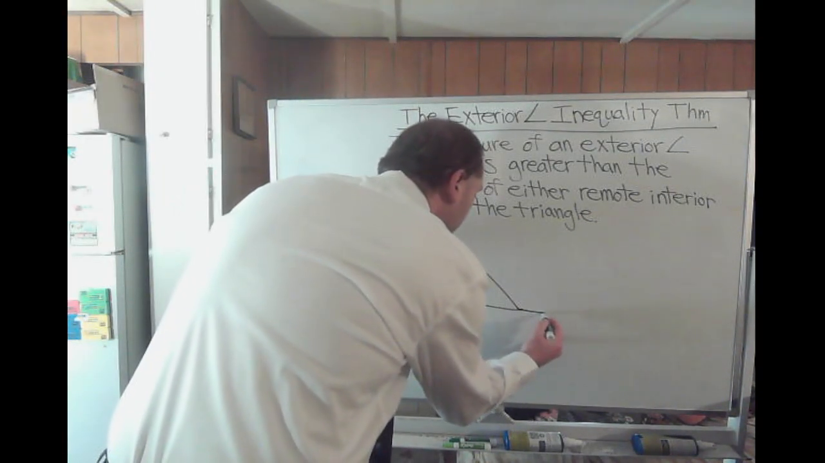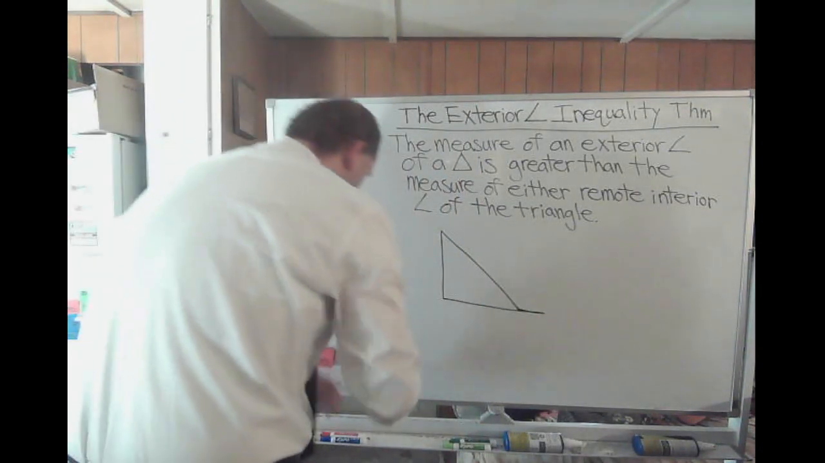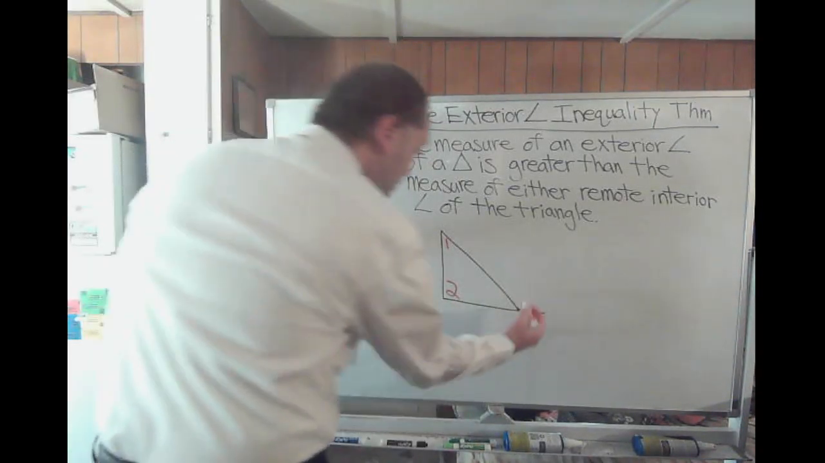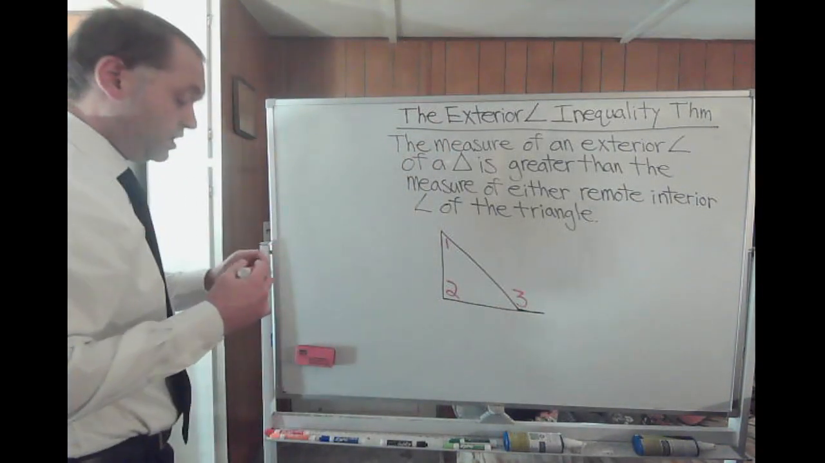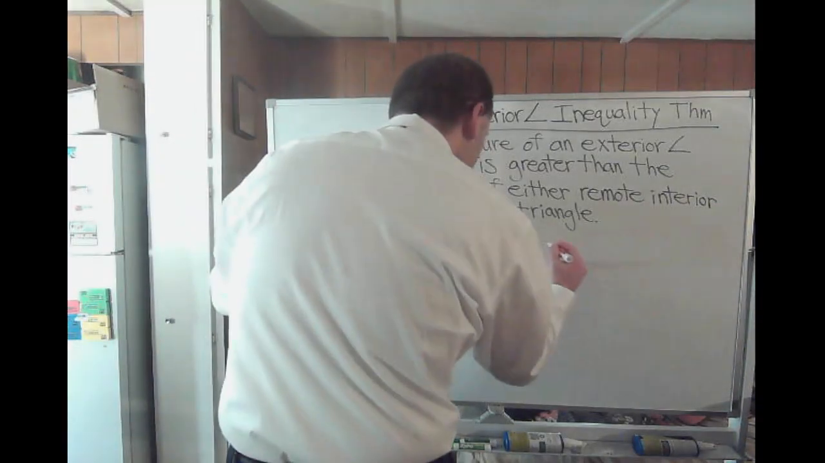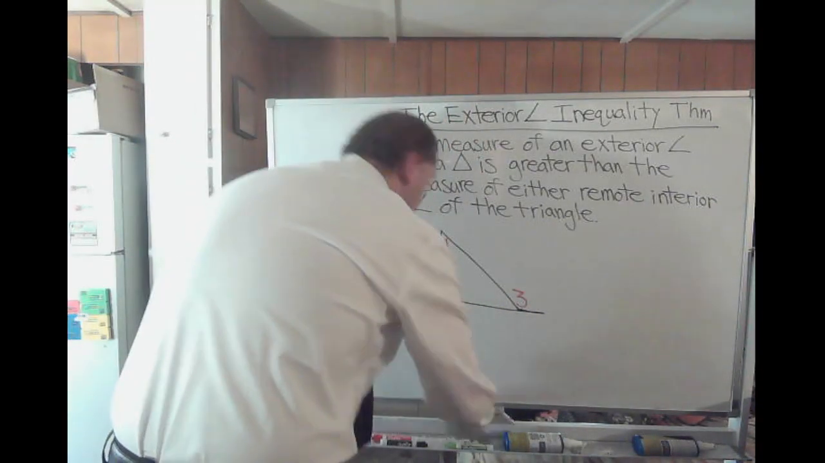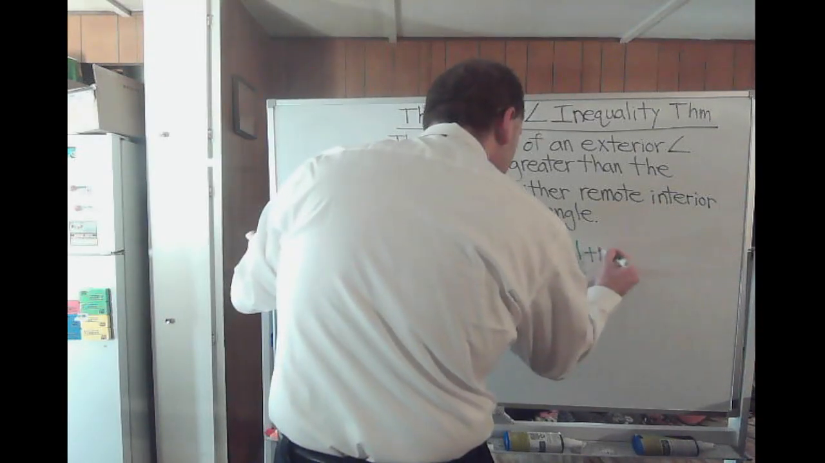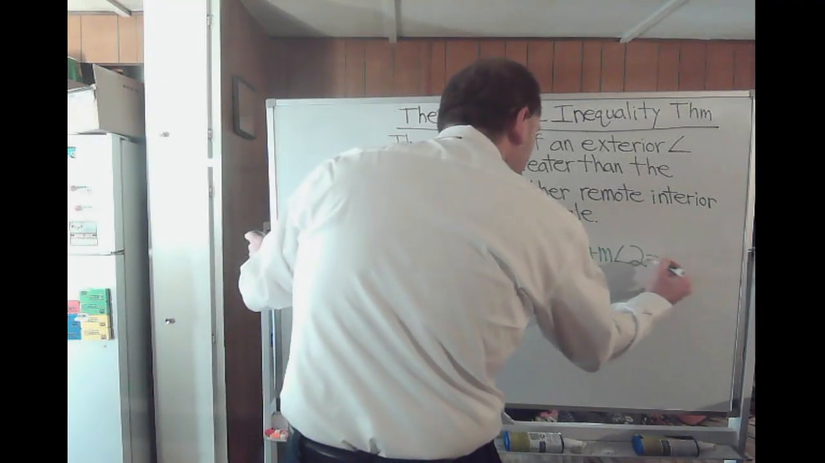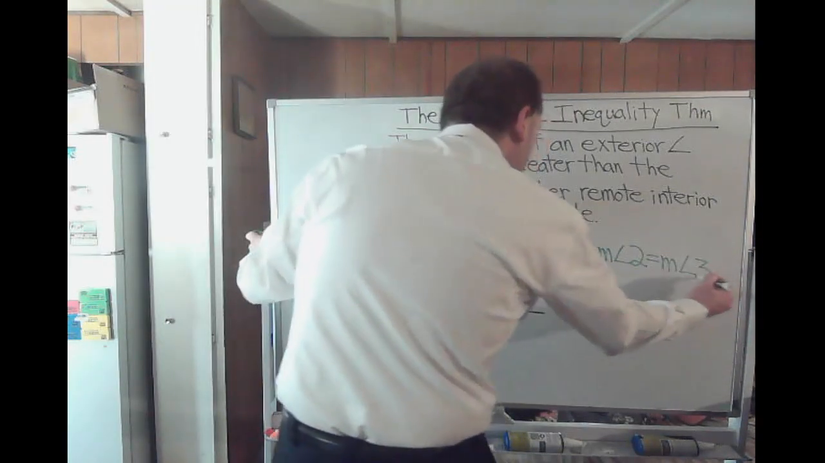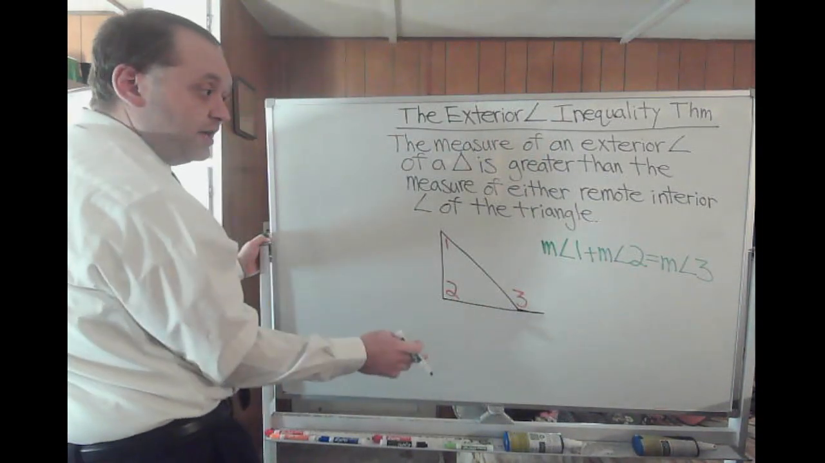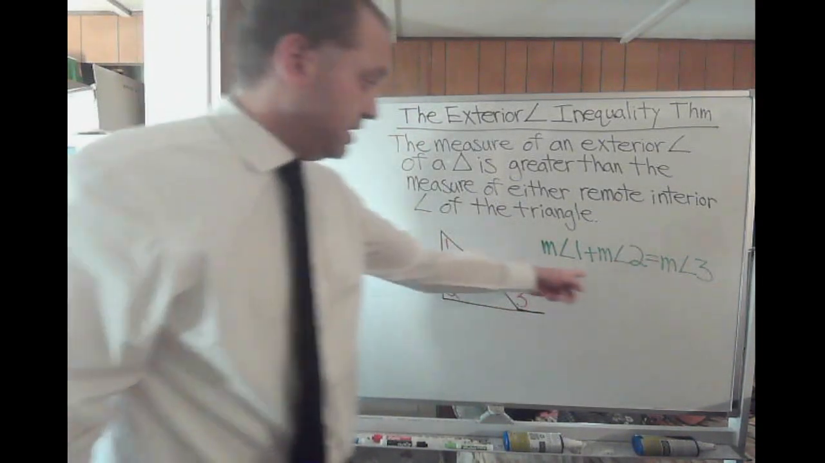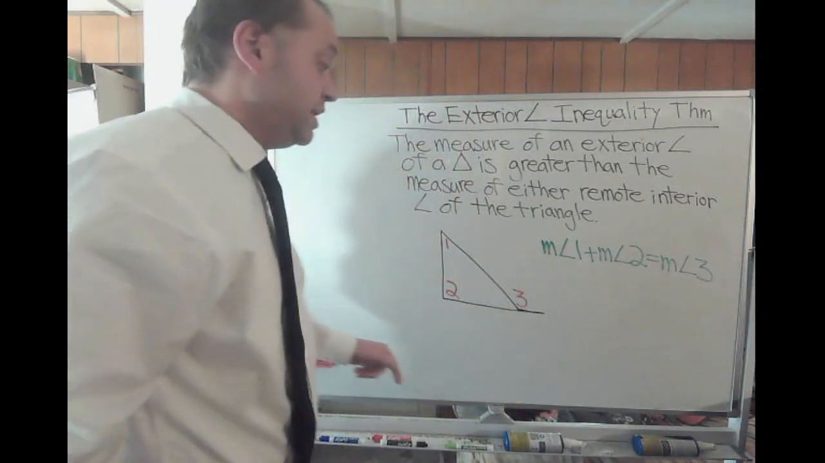We have a triangle, right? Here's the two remote interior angles, angles 1, 2, and then 3. Well, of course we know that the measure of angle 1 plus the measure of angle 2 equals the measure of angle 3, right? Because 1 and 2 are your two remote interior angles. Angle 3 is your exterior angle. So you combine the measures of 1 and 2 together, you'll get the measurement of angle 3.